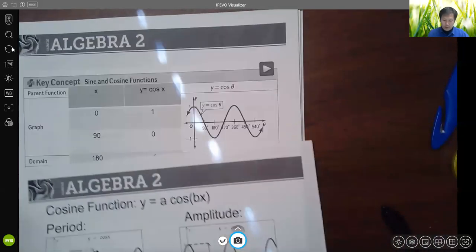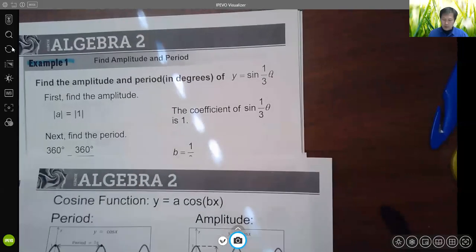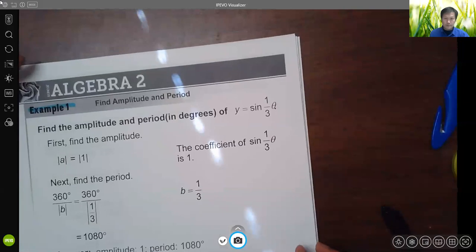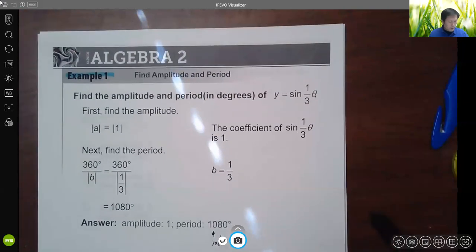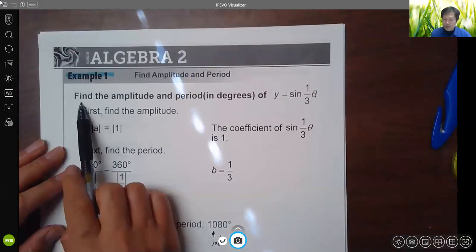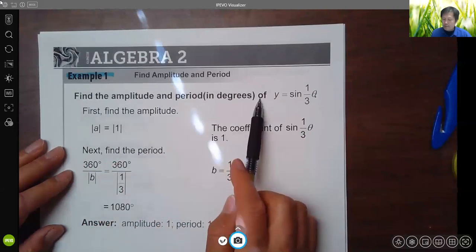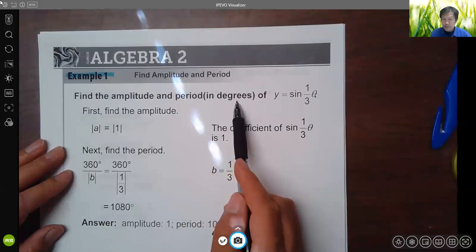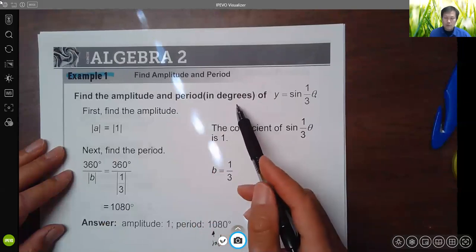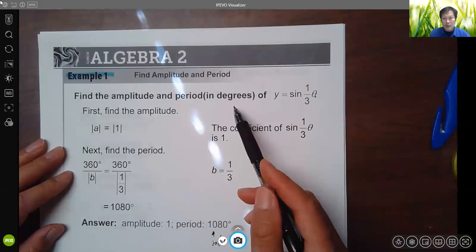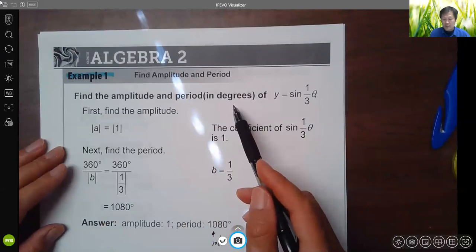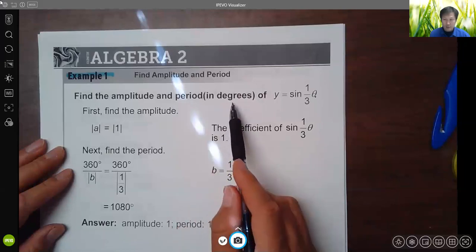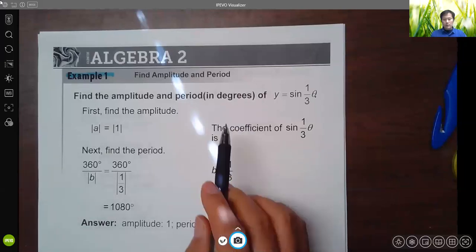So before we deal with the cosine function, I think probably we can practice sine first. So what if we have a question? Find the amplitude and the period of this. They are asking you period in degrees. So we will answer that in degrees, but just to let you know, most of the time you will be asked to find the radian of the period answer, not degrees. So we will do both.